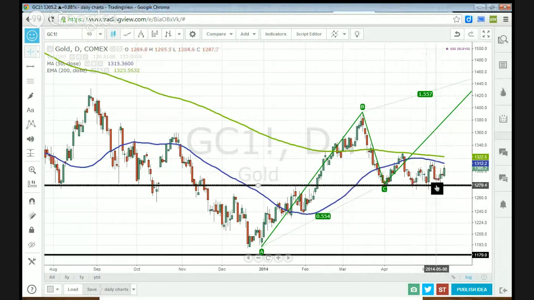The bulls do. If 1280 breaks, you can make a pretty convincing argument, in my opinion, that we're still in a downtrend. The downtrend is alive and well. That will put the next target at 1180 down here.